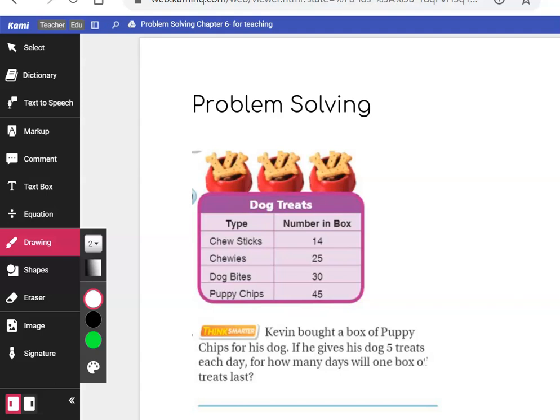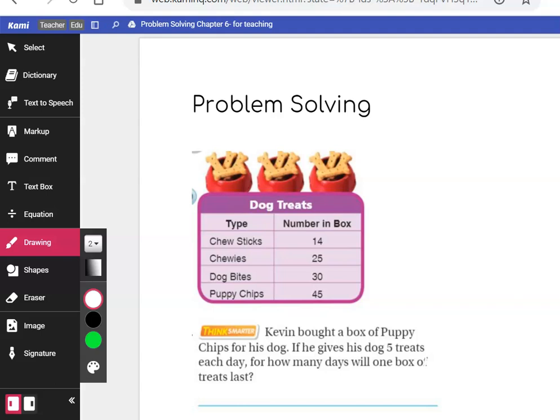So let's get started. So here I have a chart. I'm noticing at the top I see dog treats. I always look at the heading of my chart so I understand what the content is about. On the left-hand side, I see the word type, and I'm noticing there are all different types of dog treats: chew sticks, chewies, dog bites, and puppy chips. Now, if I look across, I then see the number of treats per box. So I see that chew sticks has 14, chewies has 25, and so on. So now that I understand that my problem is about dog treats, let's read our Think Smarter problem and see how we can figure this out.